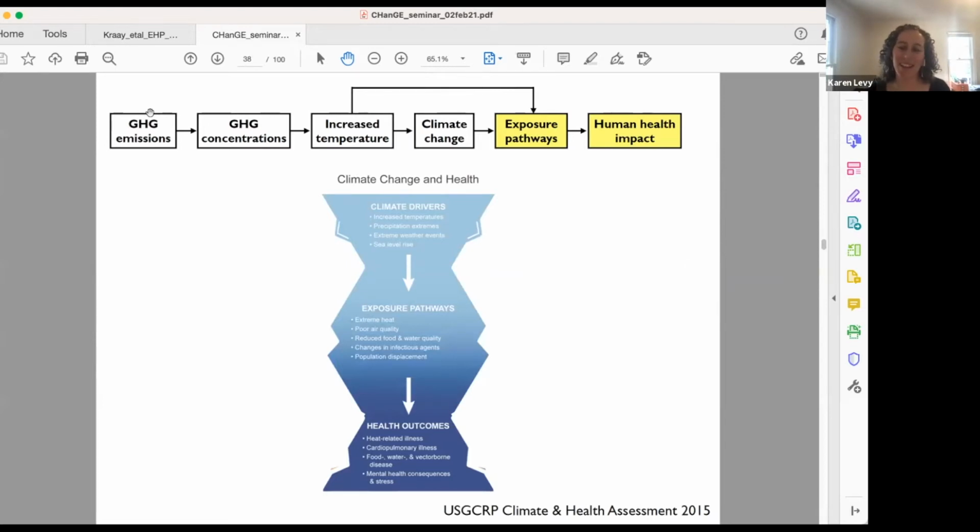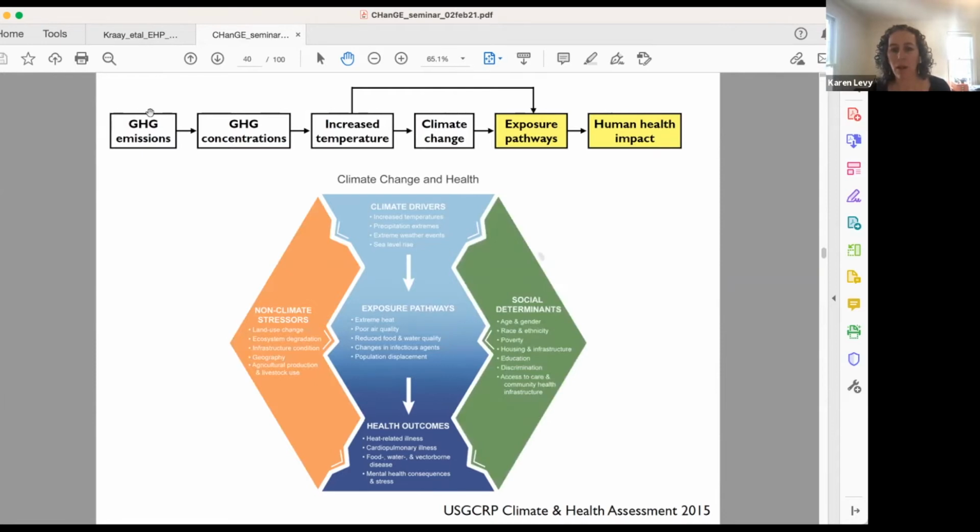When we think about these relationships, we often think about, okay, what are the climate drivers? How does that affect the exposure pathways? How does that affect health outcomes? But it's also really important to think about this all occurring within the context that it occurs in. So we have non-climate stressors also at play, land use change, ecosystem degradation, et cetera. And then we also have all of the social determinants, which often are even more important than the exposure pathways themselves. So I'll talk about that a little bit more.